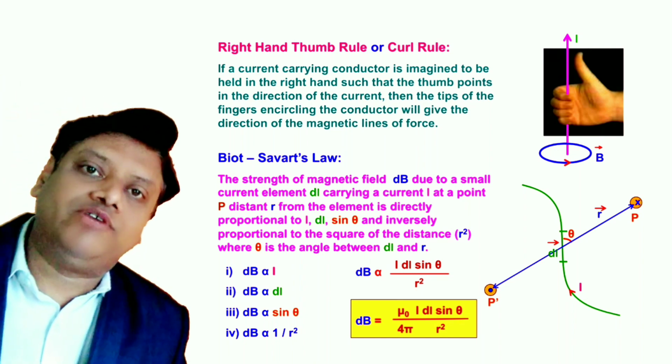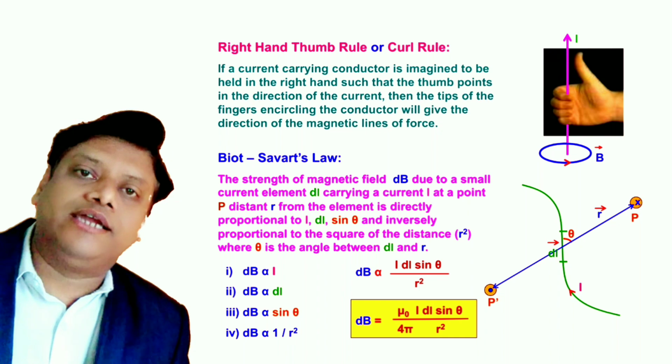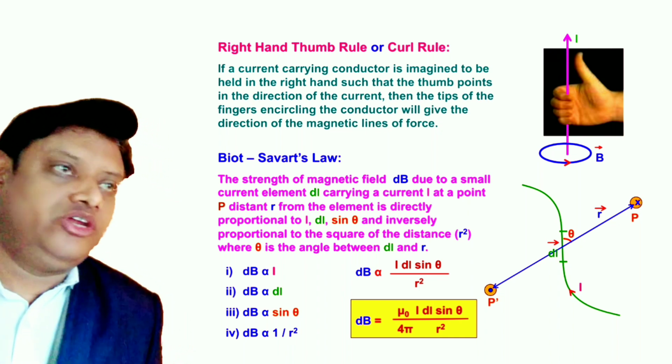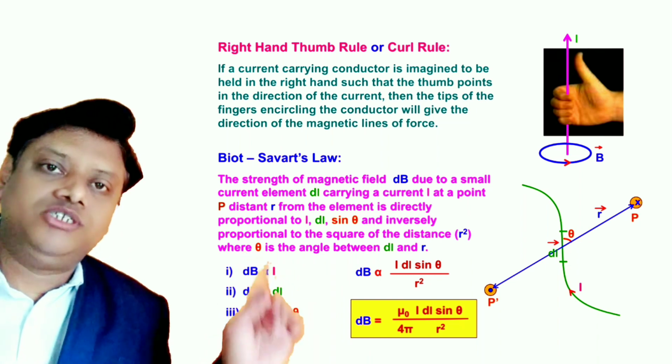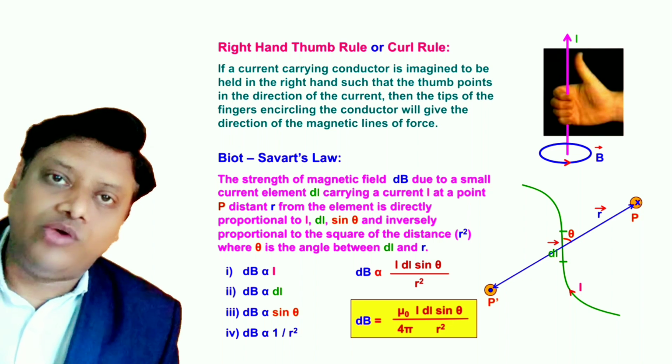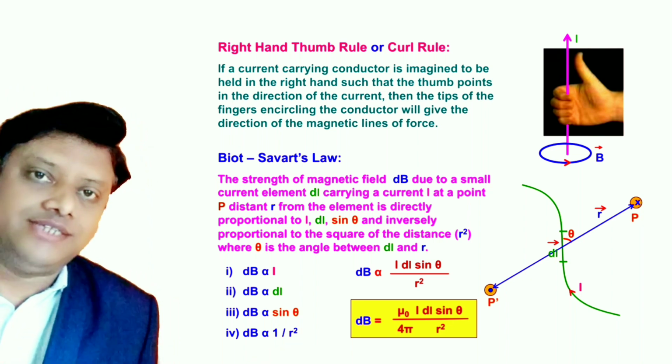Now we come to Biot-Savart law, which is a basic law in electricity and magnetism, and this law is also called Laplace law. Now you concentrate on the figure given here, which shows the diagram required for explaining this Biot-Savart law.